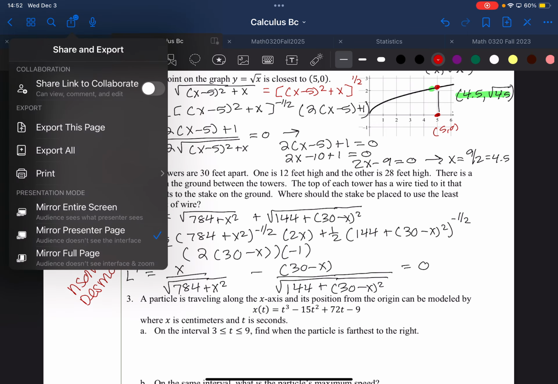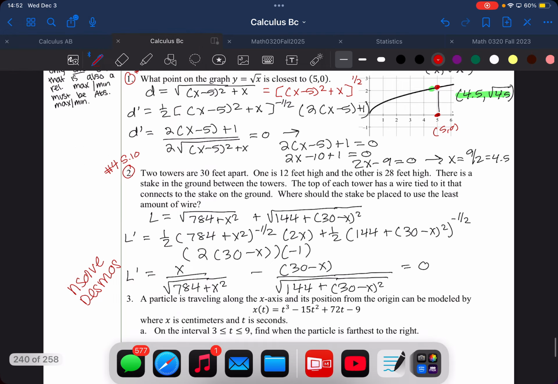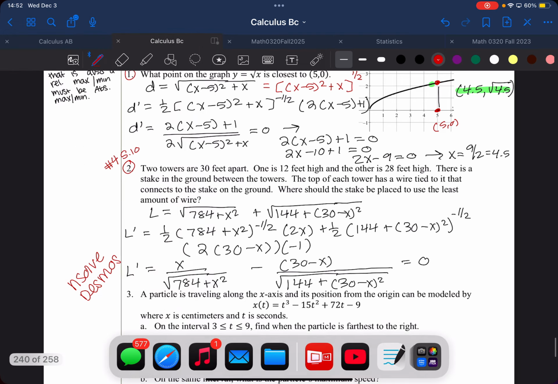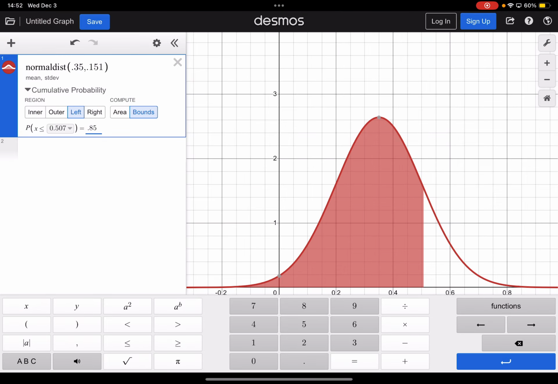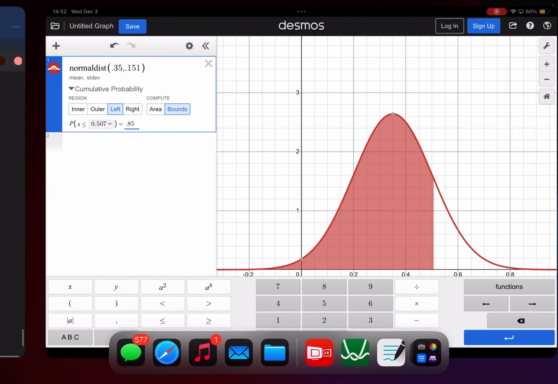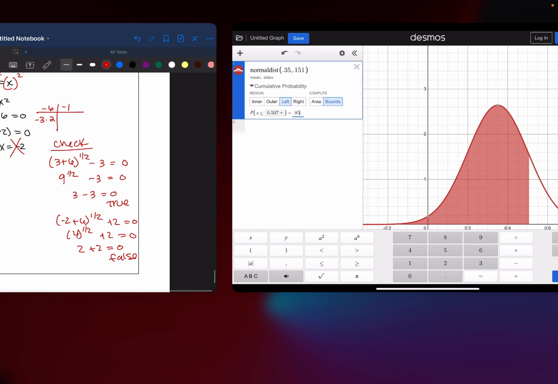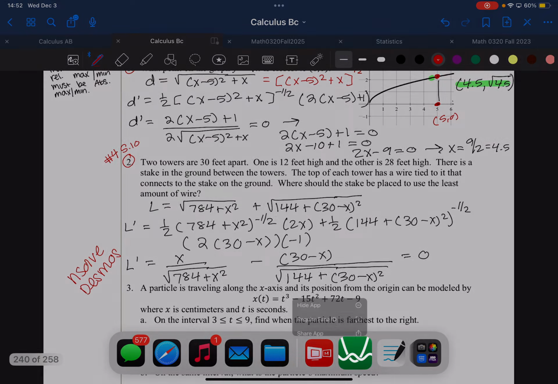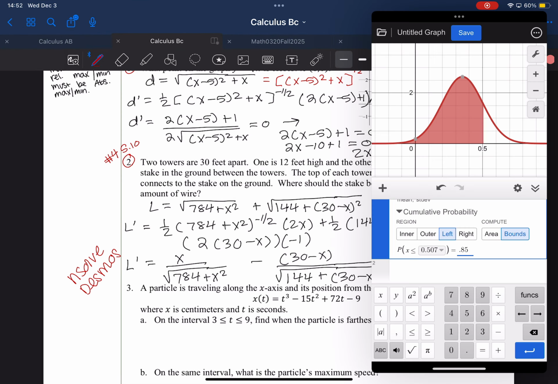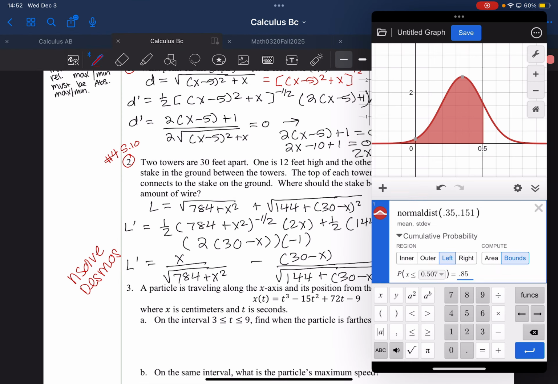Okay, so I'm going to open up Desmos as well. Desmos not on here. I didn't mean to do that. Let's try that again. There we go. Get rid of the stats. Okay.